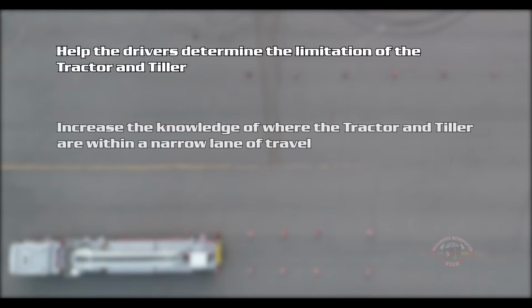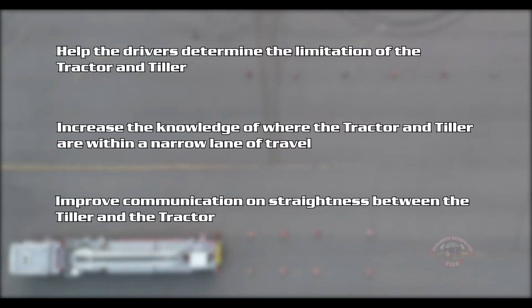The exercise is designed to help the drivers determine the limitations of the tractor and tiller, increase the knowledge of where the tractor and tiller are within a narrow lane of travel, and improve communication on straightness between the tiller and the tractor. The dimensions are a starting point 75 feet from the entrance to the cones.